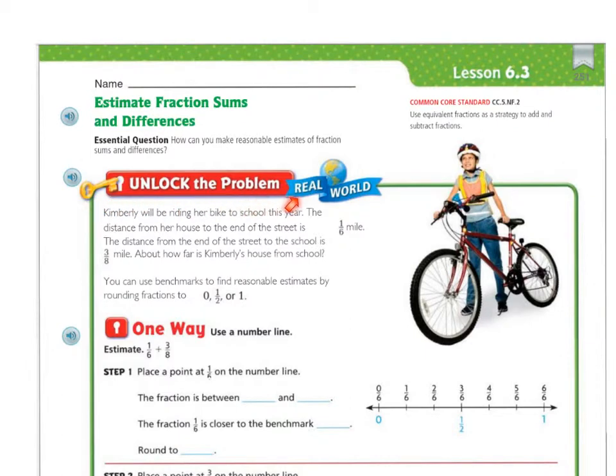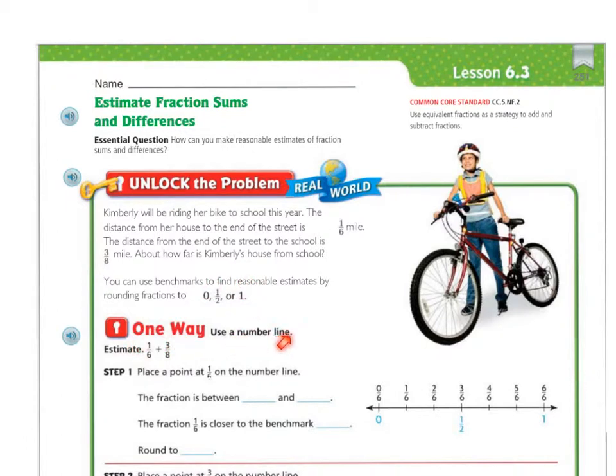Let's unlock the problem. Kimberly will be riding her bike to the school this year. The distance from her house to the end of the street is 1/6 of a mile. The distance from the end of the street to the school is 3/8 of a mile. About how far is Kimberly's house from school? Well, you can use benchmarks to find a reasonable estimate by rounding the fractions to 0, a half, or 1.